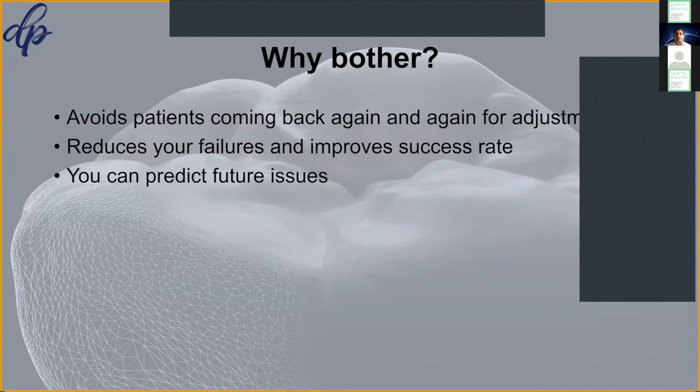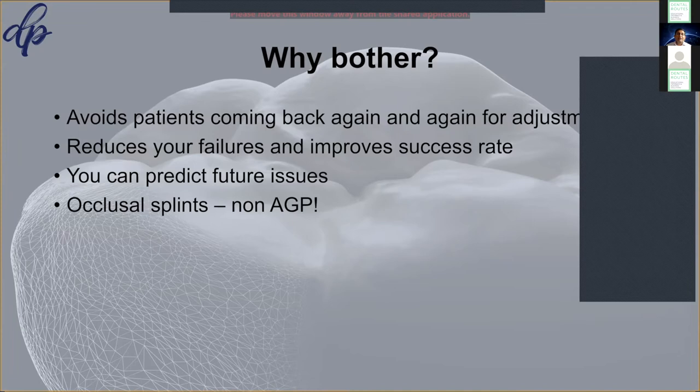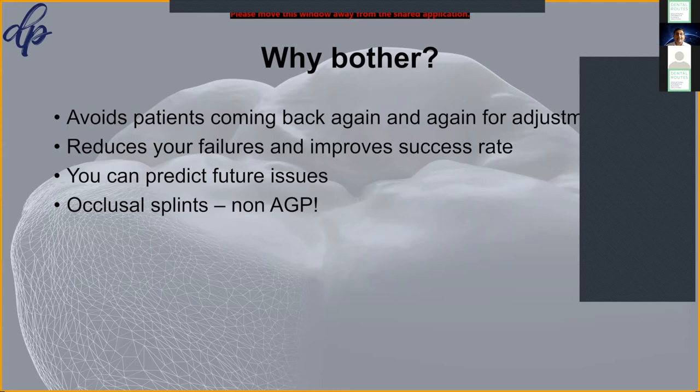The knowledge of occlusal splints is very, very helpful, especially if it's non-AGP. Everything's about non-AGP right now. The less AGP you create, the better, because I was talking to Jay and I was saying that my nose hurts more than my back nowadays from wearing FFP3 masks, some of them.